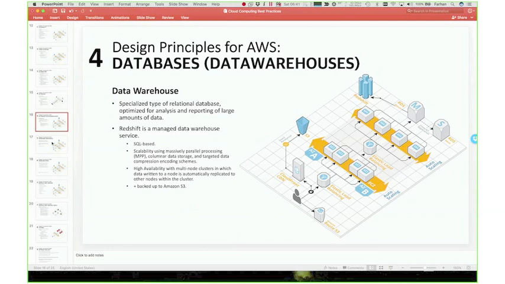All right. So this finishes our database section. If there are any questions, otherwise we can move to the fifth part.